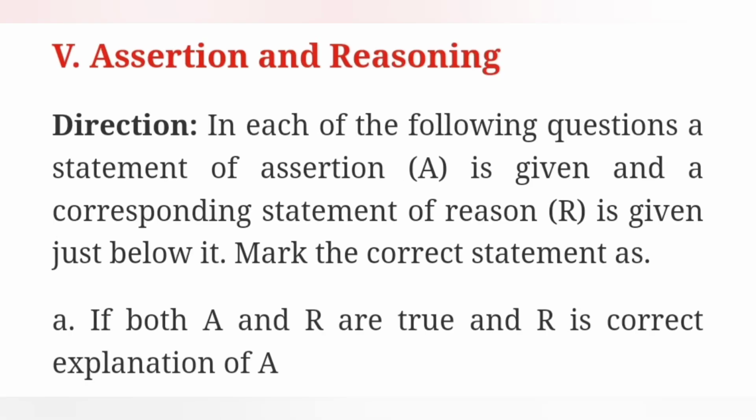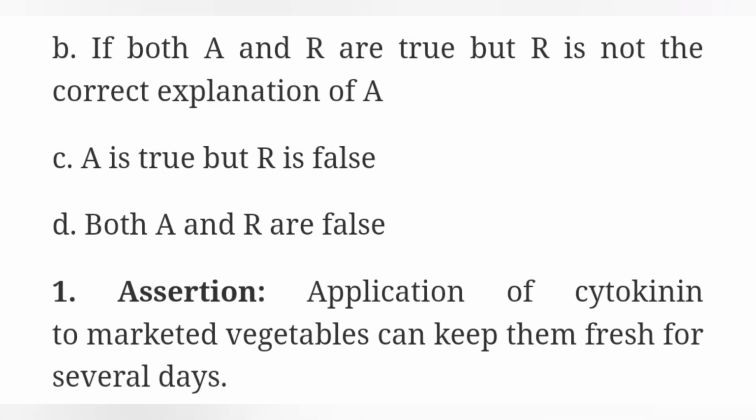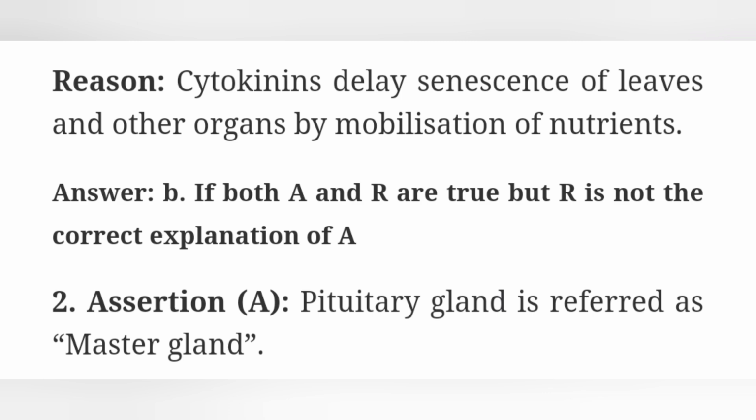Fifth Roman letter, assertion and reasoning. First one, assertion: application of cytokinin to marketed vegetables can keep them fresh for several days. Reason: cytokinins delay senescence of leaves and other organs by mobilization of nutrients. Answer option B, if both A and R are true but R is not the correct explanation of A.